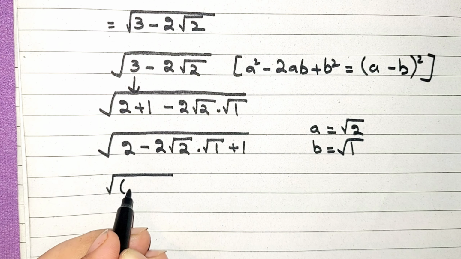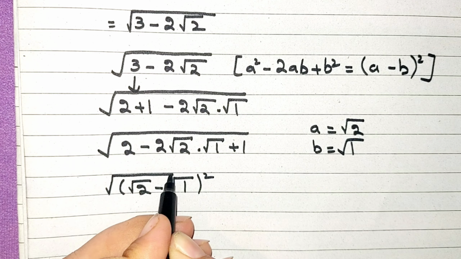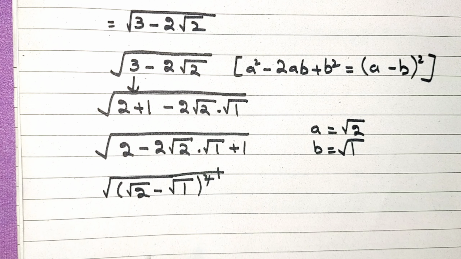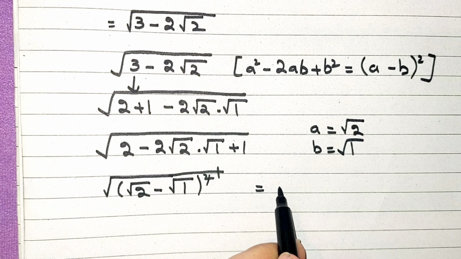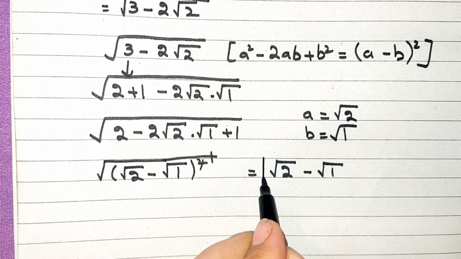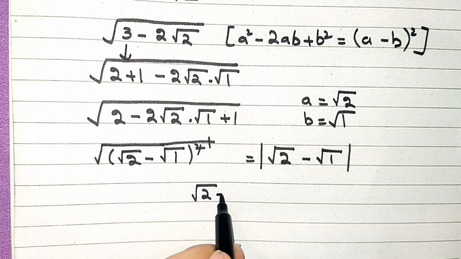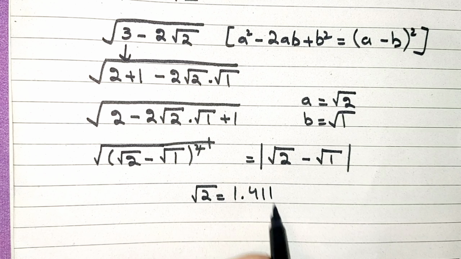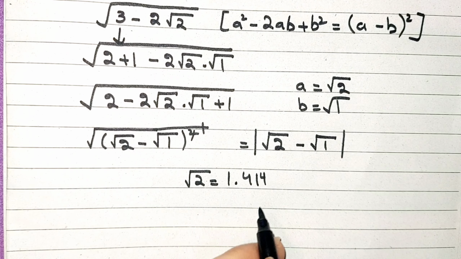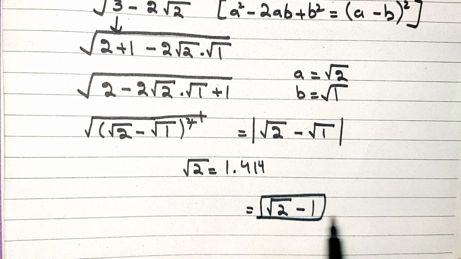So that means this is (radical 2 minus radical 1) whole square under root. We know this is a square and this radical will be cancelled, and that will further be equal to radical 2 minus radical 1, in modulus, so the value will be in absolute form. We already know that radical 2 is equal to 1.414, so the answer will be positive. So radical 2 minus 1 is the answer of this question.